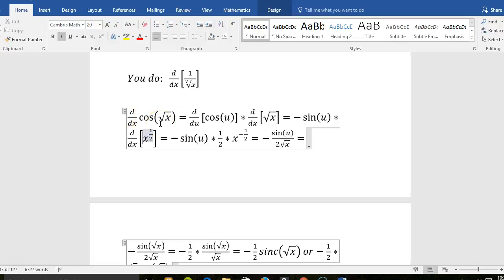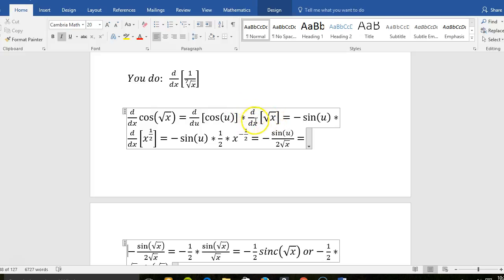Hello again. Let's look at this example. d by dx of the cosine of the square root of x. We do the chain rule, and we let u equal the square root of x, so we replace the square root of x with u. So we get d by dx of the cosine of u, d by du of the cosine of u times d by dx of the square root of x.